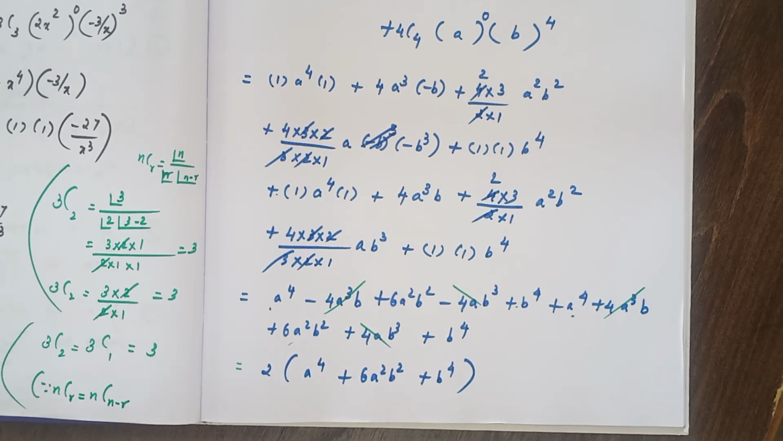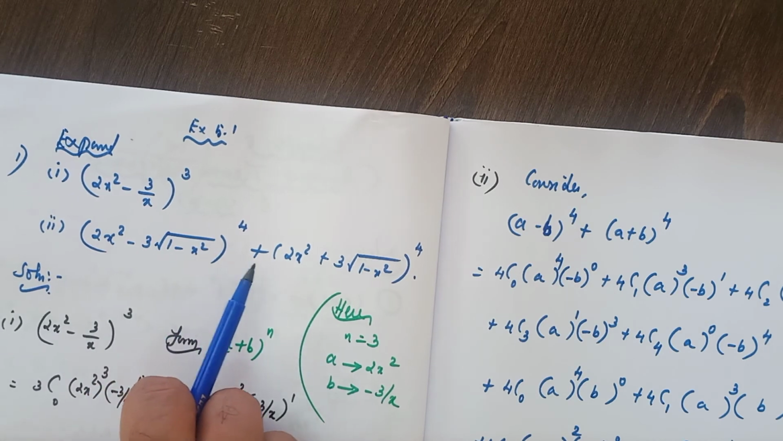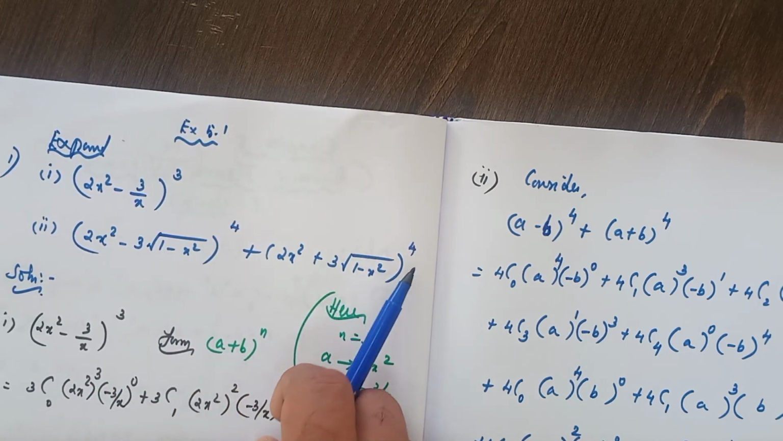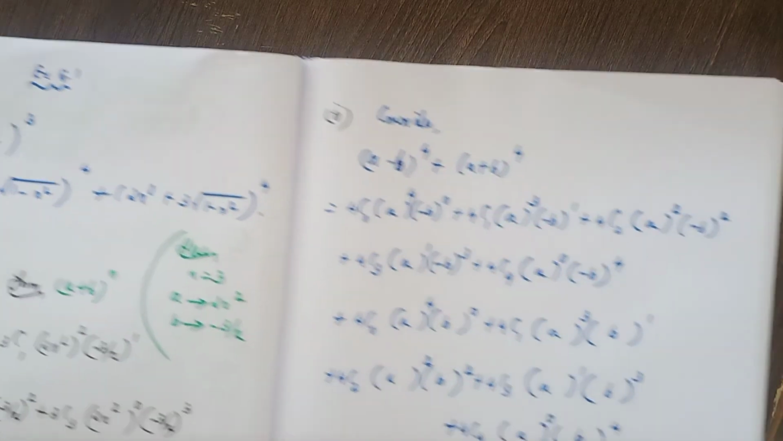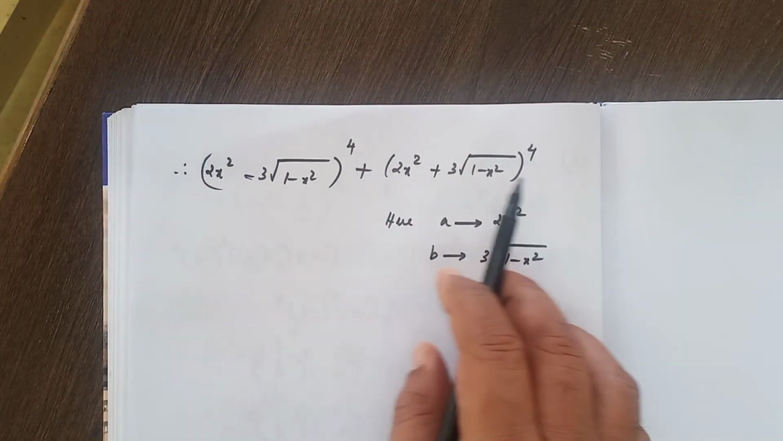Subdivision number 2, we have 2x square minus 3 into root of 1 minus x square, power 4, plus 2x square plus 3 into root of 1 minus x square, power 4. Write the question now. Here I have written the question.